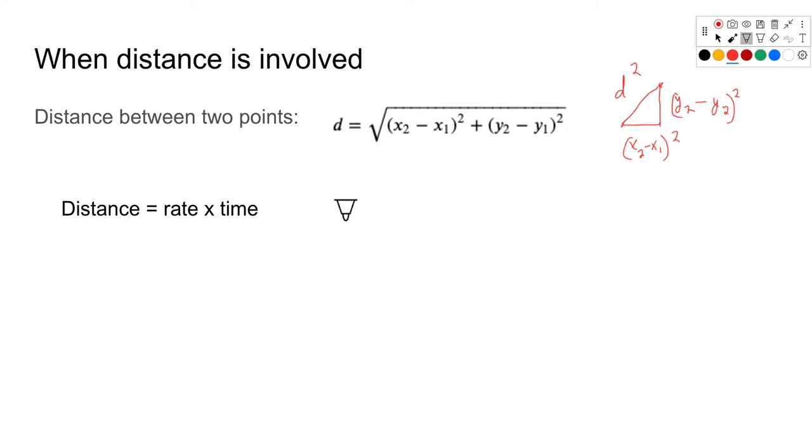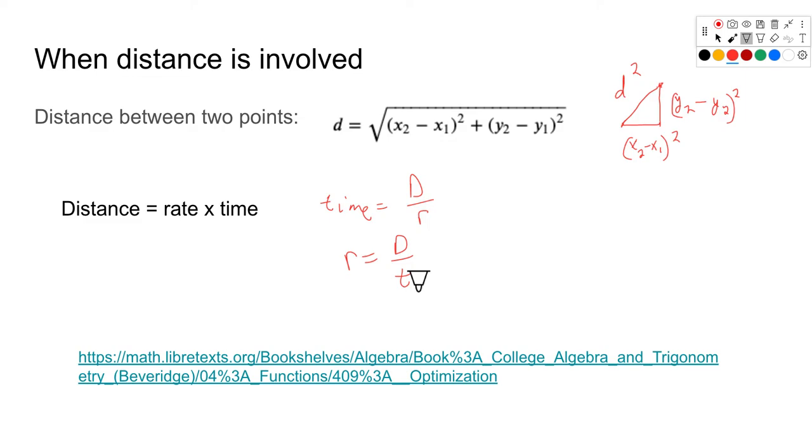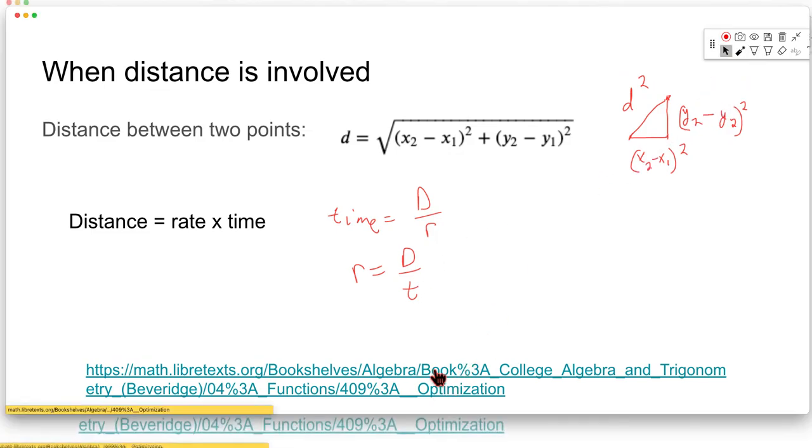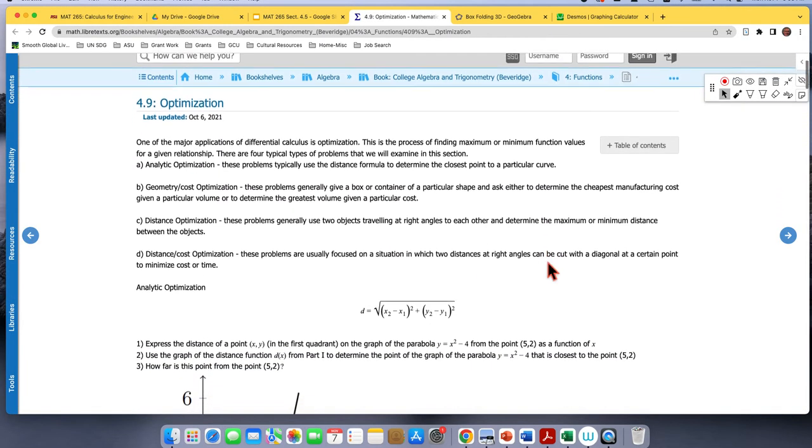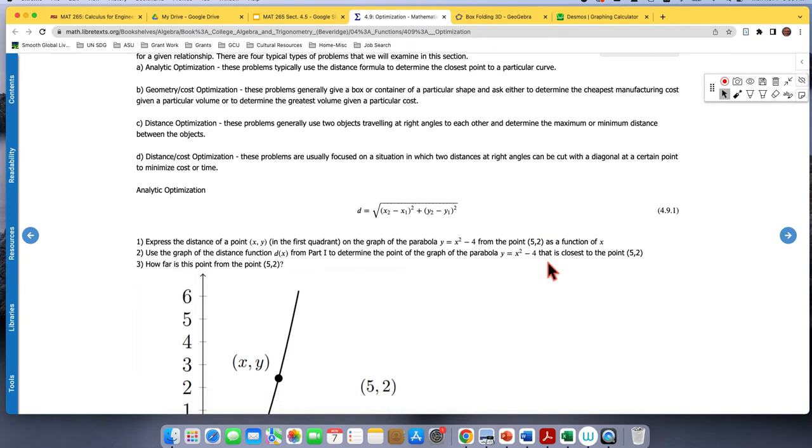formula by itself, you could also solve, you could say, well, if I know what time is, then that's going to be distance divided by rate, or I could say that the rate is the distance divided by time. So we'll use some combination of these, okay? And then this is the link, and I'm going to go ahead and go there. And I don't expect you to read all this, but that's where I copied and pasted the distance formula from there, because I didn't want to type it up.